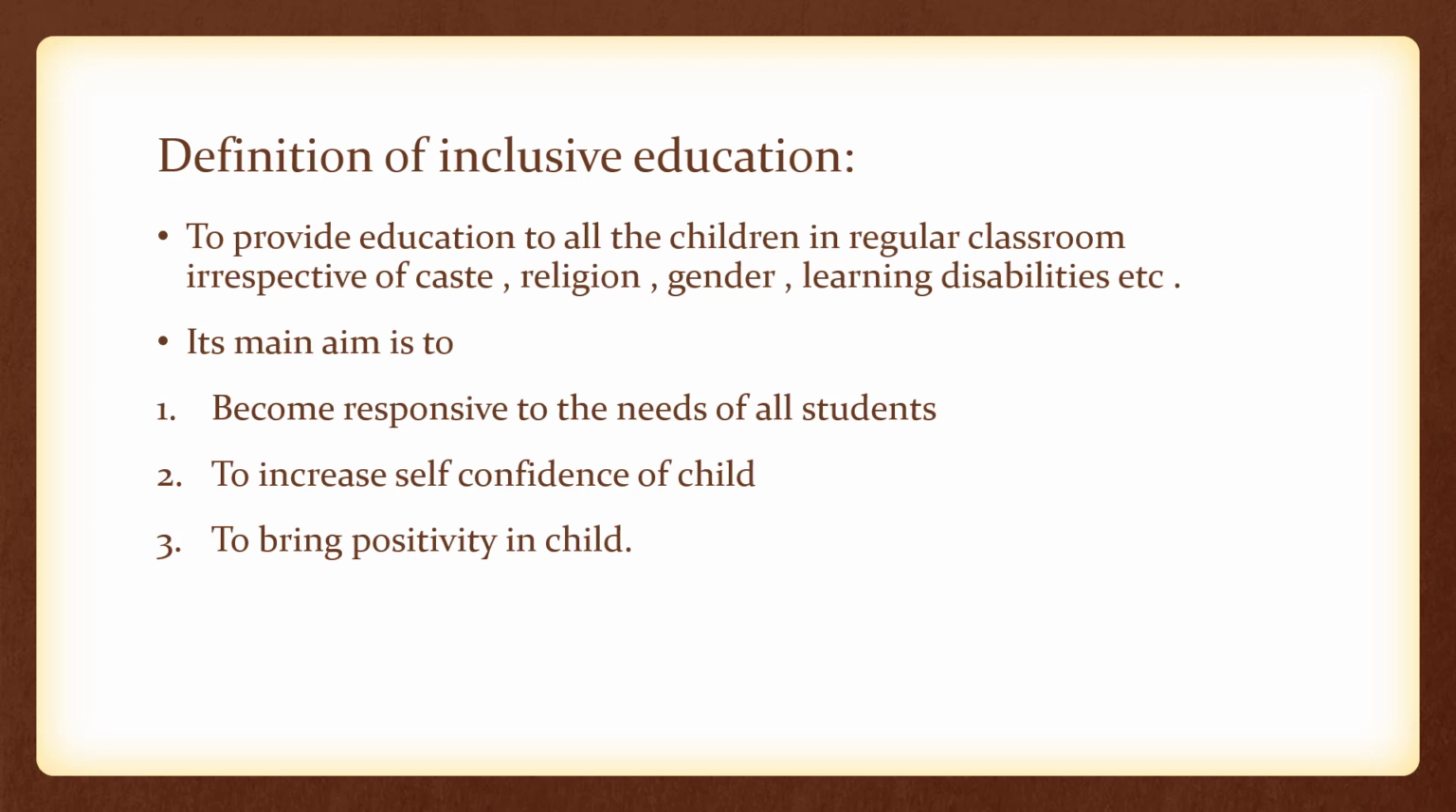So, its main aim is to become responsive to the needs of all students, to increase self-confidence of the child, to bring positivity in the child. Inclusive education simply means to include each and every child in the regular classroom irrespective of their caste, religion, gender, and learning disabilities. It is to be encouraged in order to provide a positive learning environment to the child.